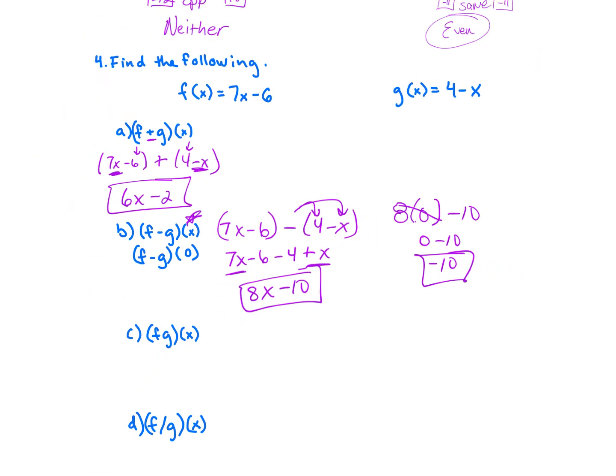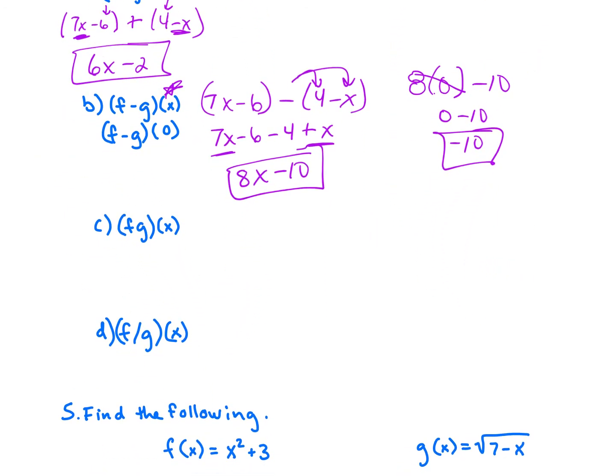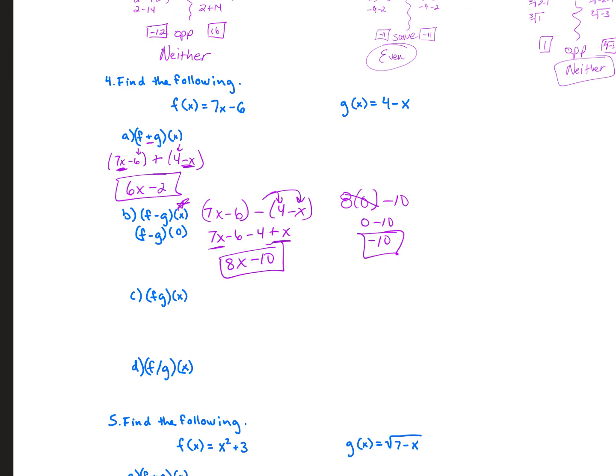All right, so what should my answer be for C? Letters or numbers? Letters. For C? Oh, sorry. No, it's okay. Just letters, right? They just want me to do what with f and g? Multiply them. That's it. All right, so fg.